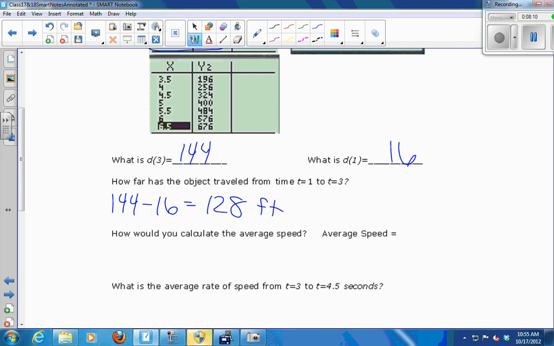So we would call this the net change. This is a word that your homework uses. When it asks for the net change of a function, it's asking you to do that. Subtract the y values.